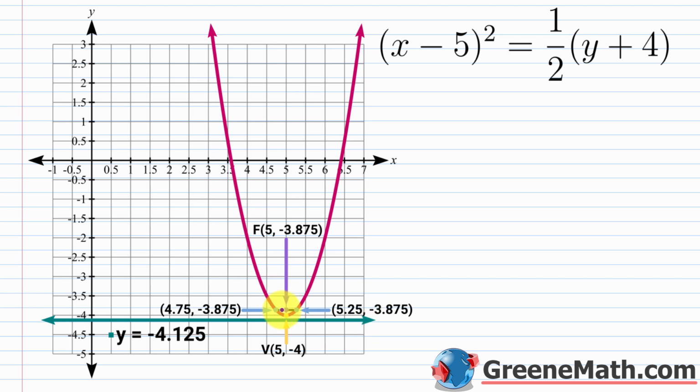And then you have your endpoints for your latus rectum. So you have this one right here, and then this one right here. So this one on the left, again, you just start with your focus and you move left by the absolute value of 2p. Well, the absolute value of 2p was a fourth. So you're moving left by a fourth, which gives you 4.75, -3.875. And then again, starting from the focus, you're going to move right by a fourth. So that gives you 5.25, -3.875.